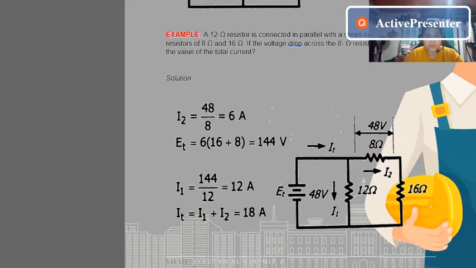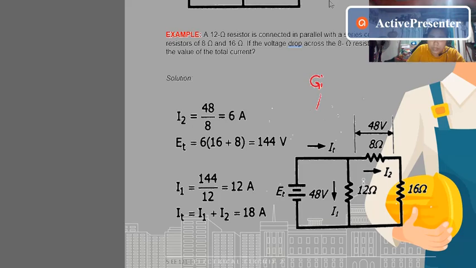So a 12 ohm resistor is connected in parallel with a series combination of the 8 and 16 ohm resistors. If the voltage drop across the 8 ohm resistor is 48 volts, what is the value of the total current? So therefore, first we need to write our given. So given na to. So ito ang problem.